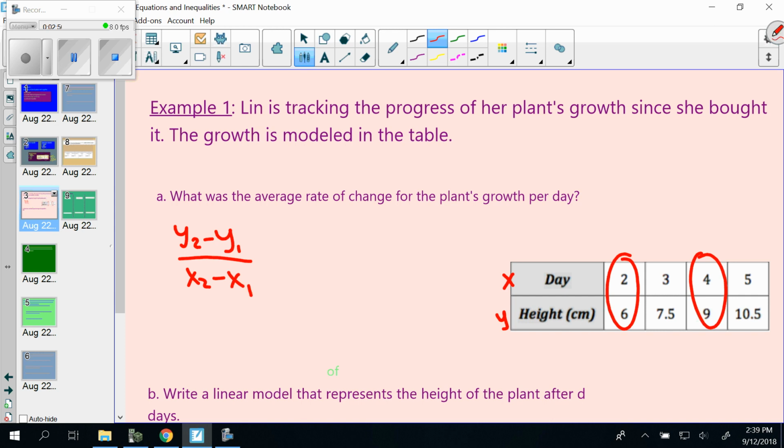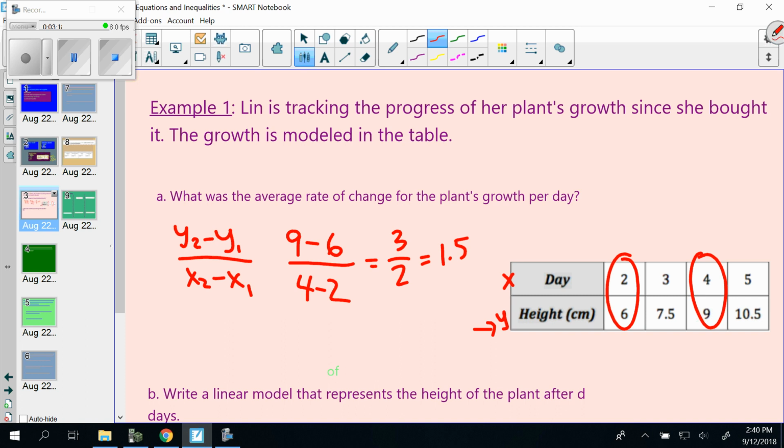Okay, now you've got to be careful here. We don't want to do 2 minus 4 and subtract those on top. Those are not our y values. Our y values are the bottom ones, what we get out. So we'd want to do 9 minus 6, our height, divided by our days, and if we subtract those, we get 3 over 2, or that's also the same as 1.5.